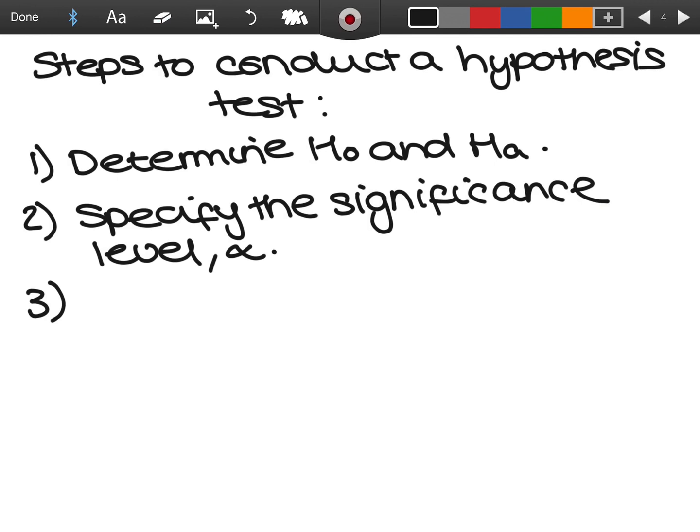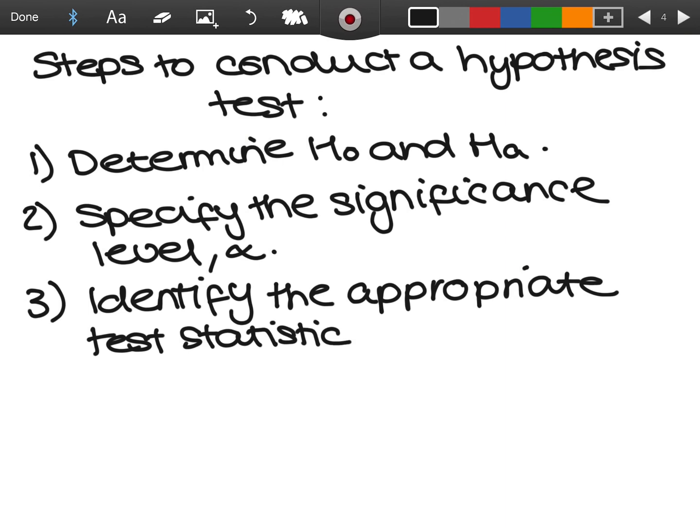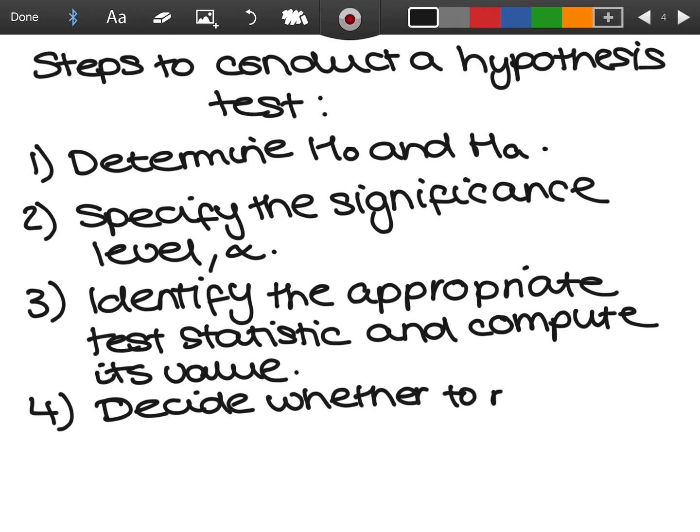Step 3 is to look for a test statistic and to compute its value. Again, we will look at these in 11.2, so don't worry about it right now. But I want you to see as you go through 11.2, you can kind of check these off so that you know as you go through one of these hypothesis tests exactly what you're supposed to do. So identify the appropriate test statistic and compute its value. Step 4 is to make a decision as to whether you're going to reject or fail to reject that null hypothesis. And that will be depending on what that test statistic is.